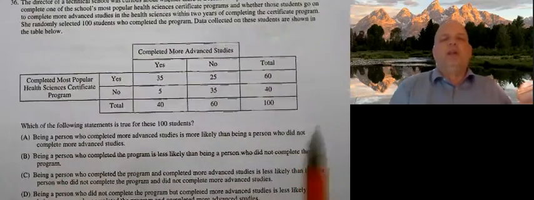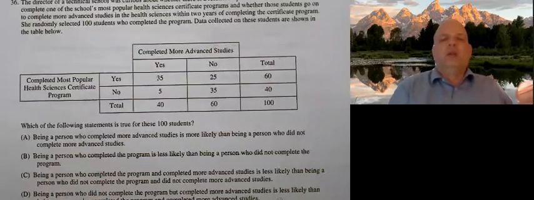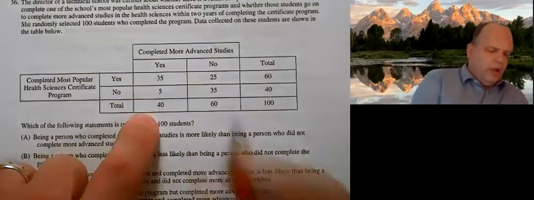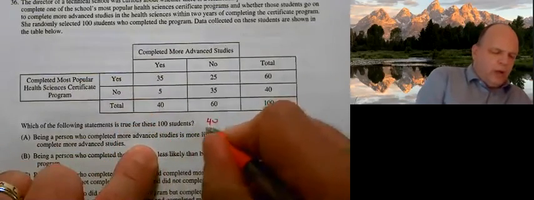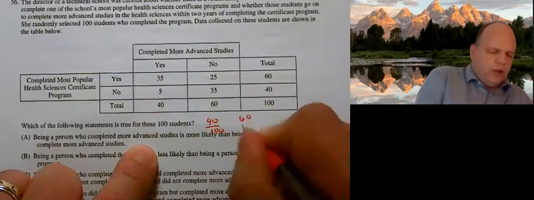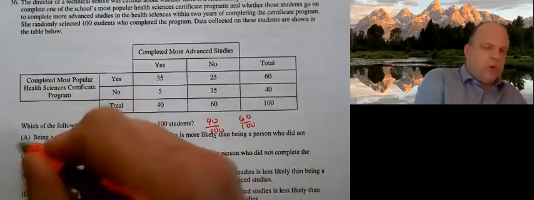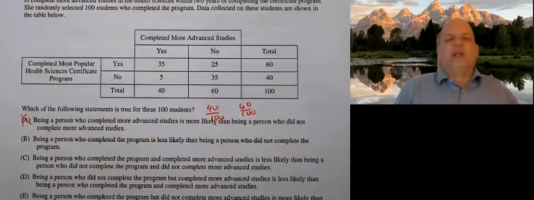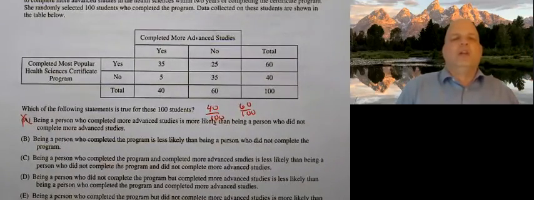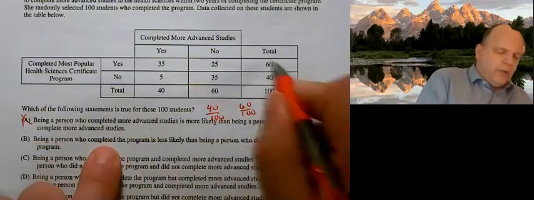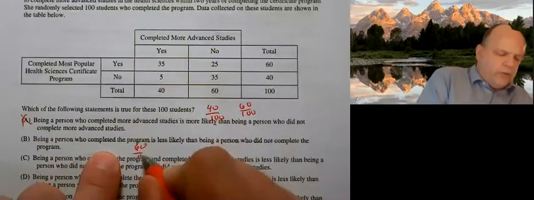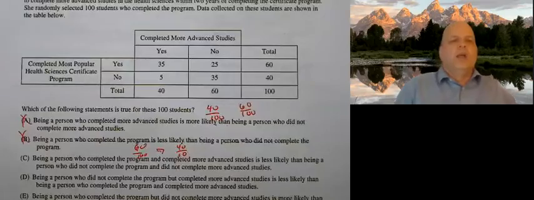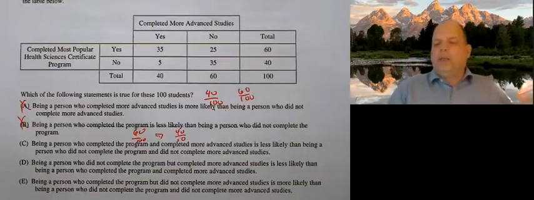Being a person who completed more advanced studies is more likely than those who did not. So let's look at this. More advanced studies is 40 over 100 versus 60 over 100. Well, more advanced is not more likely. The person who completed the program is less likely than a person who did not complete the program. So let's look at completed the program. Well, we have 60 over 100, which is greater than the 40, and they said less likely, so that's false.